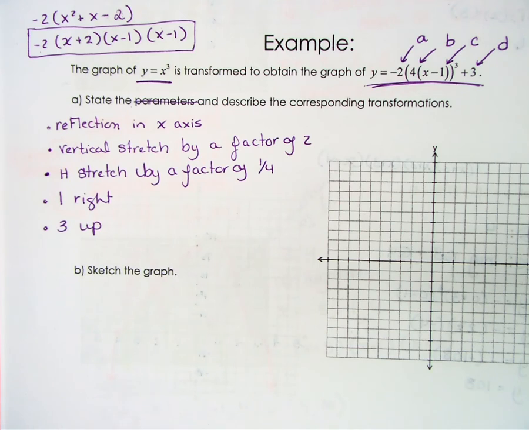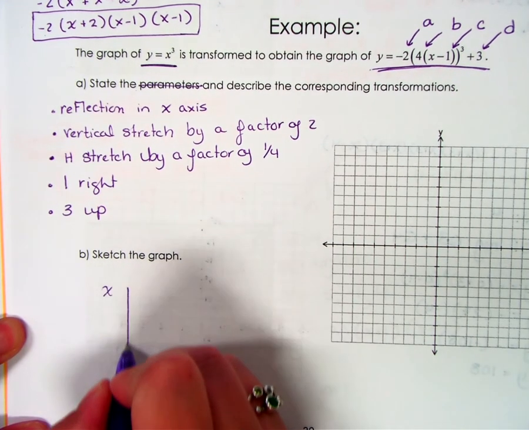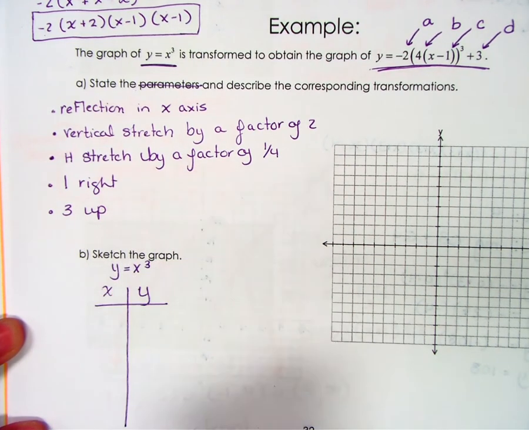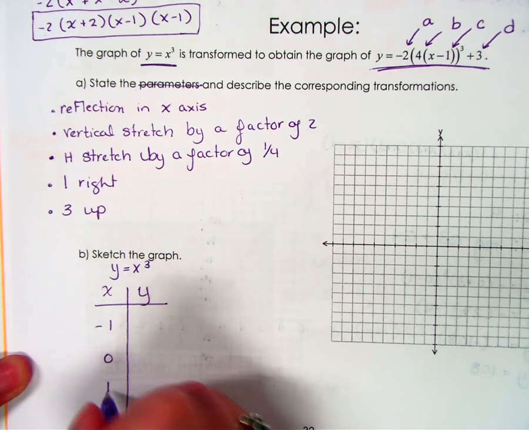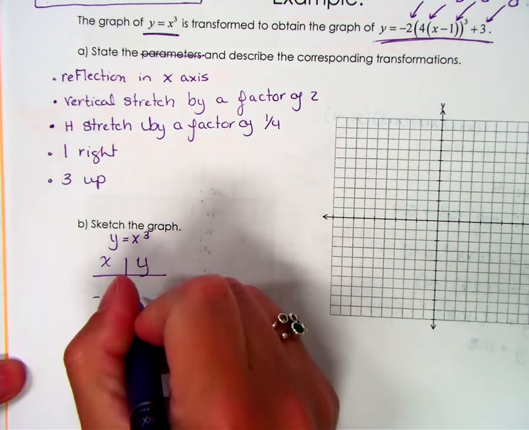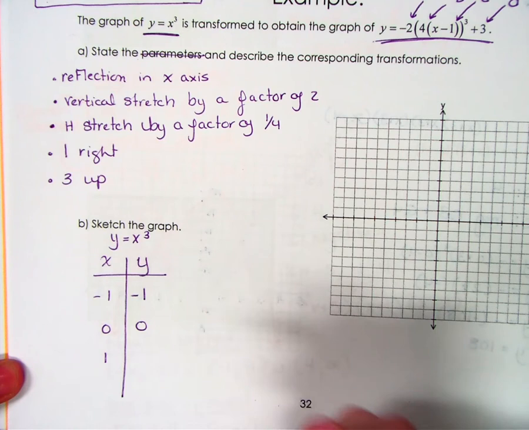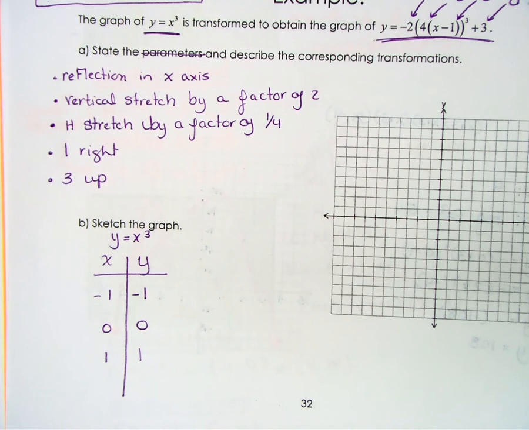Okay. So I think the easiest way to do it is do the table of values for my original graph. So the y equals x cubed. So let's do just some nice ones. Let's do -1, 0, and 1. Let's just throw the 2's out the window. What's -1 cubed? -1. Good job, everybody. What's 0 cubed? 0. And what is 1 cubed? 1. I'm proud of you guys.